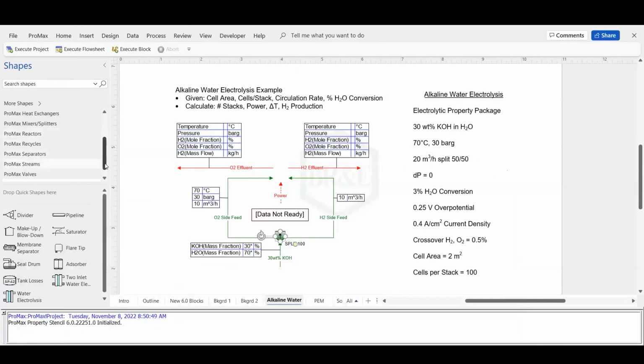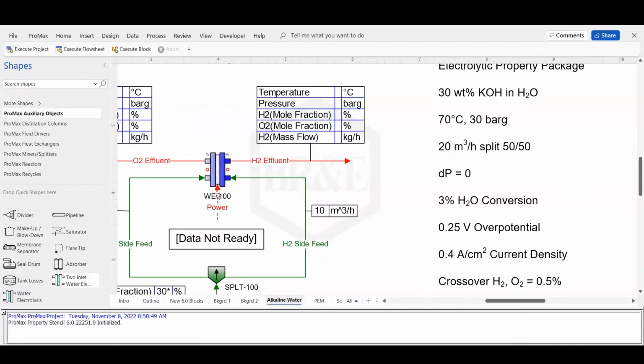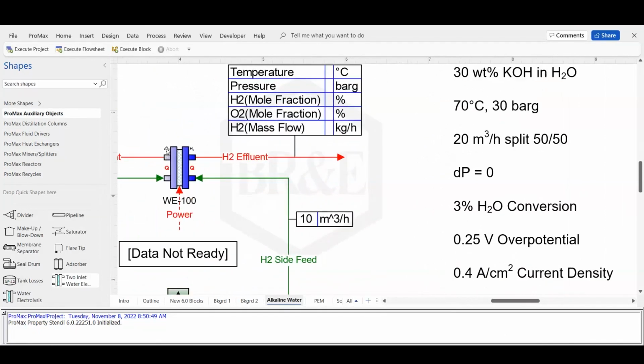And now we need to find our electrolysis block. It's this one with the two inlets. Just plop it right down there. And now we can go into the electrolysis block. One thing I want you to see is all of the feeds will go into the bottom ports of the electrolysis block. If we zoom in, you'll see that the right hand side has a little H2, meaning this is the hydrogen side of the block. And then there's a little O2, meaning this is the oxygen side.